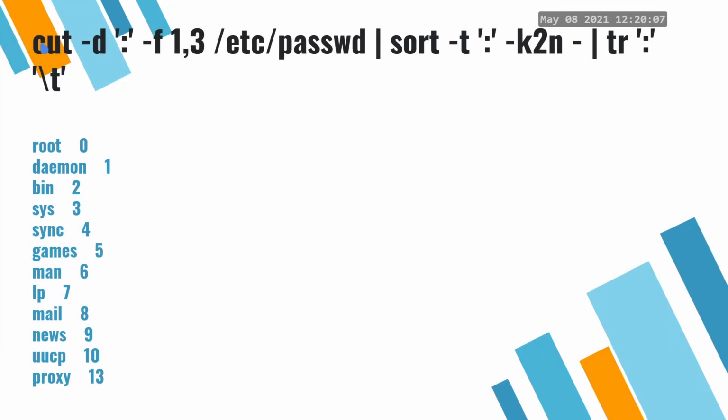For example, in this command, you can see some pipes here. Let me explain to you one by one. First, you take out some columns from this file and then sort it, and then trim and remove the delimiter. So this is what you get. Let's see in action.